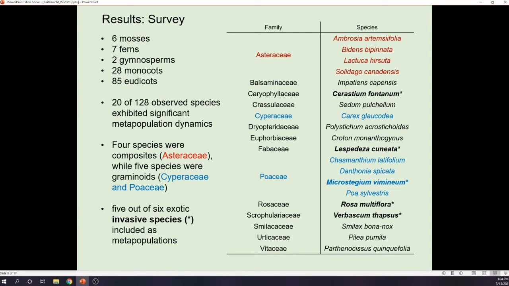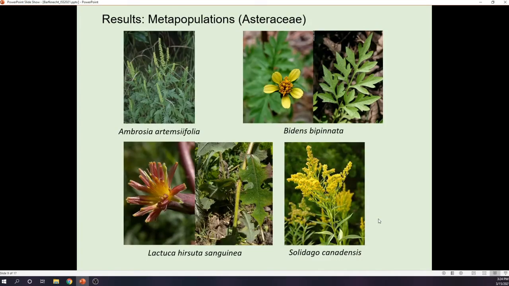Japanese honeysuckle. But for example, Cerastium fontanum, which is mouse ear chickweed, Lespedeza cuneata, and a lot of these are pretty noxious invasive weeds, essentially. So going through these with a little bit of pictures, I don't think common ragweed needs much of an introduction, but here's a picture. It's a member of Asteraceae.